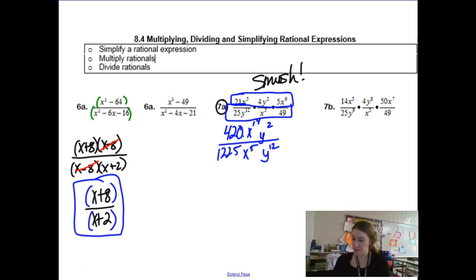And clearly we're not done. This has a lot of simplifying still, but don't overthink this, guys. This coefficient piece, you can divide on your calculator and then hit math, enter, enter.